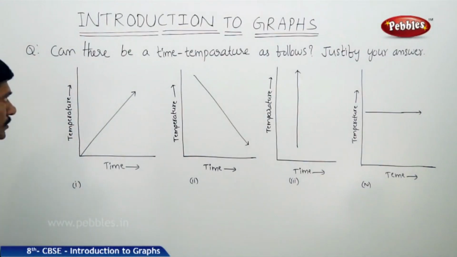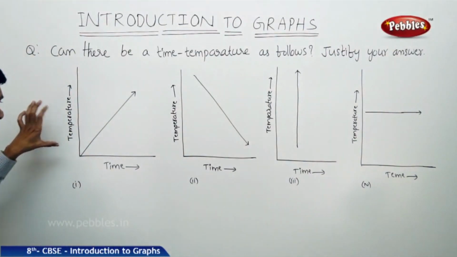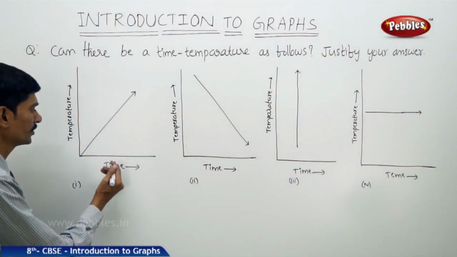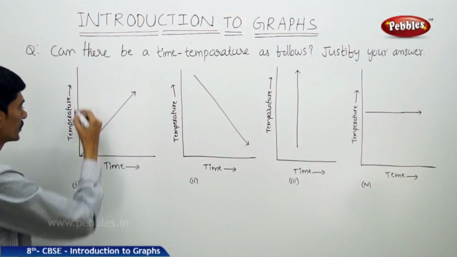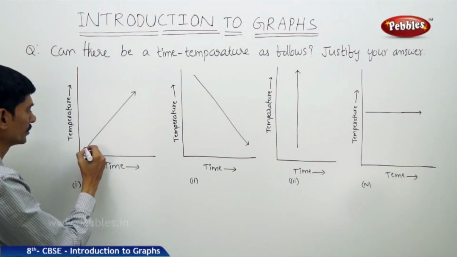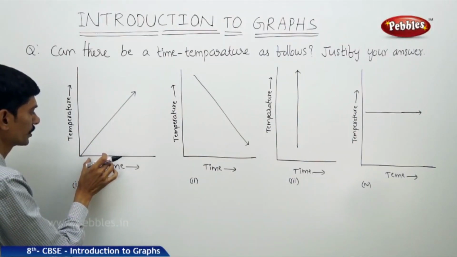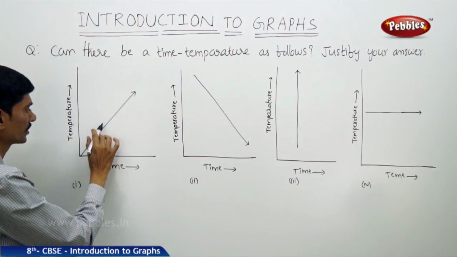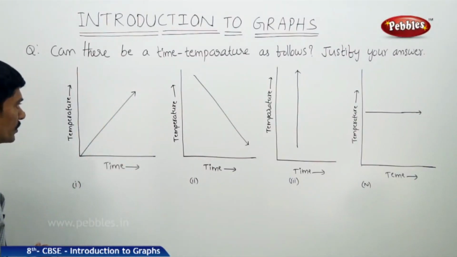Can there be a time temperature graph as follows? Justify your answer. So in the first graph, time is taken on the horizontal axis and the temperature is taken on the vertical axis. In the first graph, as we take the different intervals of time, the temperature increases. So this is possible for the time temperature graph.